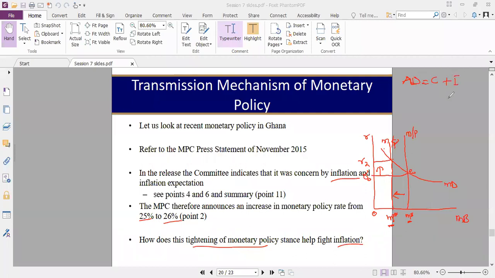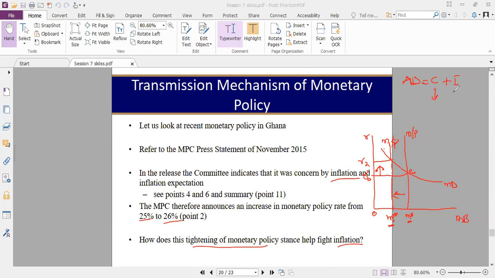I. Let's forget about government and remember, we are assuming that if interest rate is increasing, we said it has a negative relationship with what? Money demand. So we would want to hold less money, meaning we would want to hold our consumption today and save more. Hence, consumption would decrease.